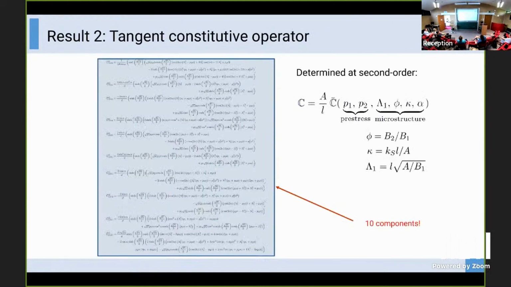And this is the second result, the tangent constitutive operator. Again, this is an exact solution. So you have an explicit symbolic formula for all the 10 components of the tangent constitutive operator as a function of all lattice parameters and prestress in the beams. And there are 10 components here because the lattice under consideration is completely anisotropic, so there are 10 independent components.